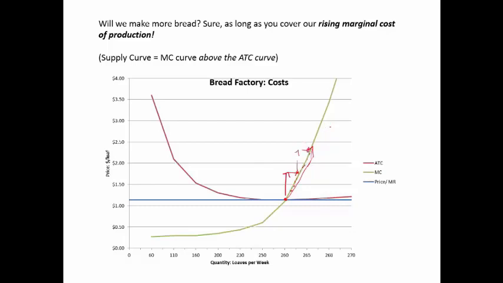So my output is going to be governed by this rising cost curve. And the only way to get me to produce more bread is to have the price rise. So that constitutes the supply curve. Remember, the supply curve says how much producers will produce at various prices. I will produce more at higher prices because my costs are rising at the margin. Okay, so there's our upward sloping supply curve.